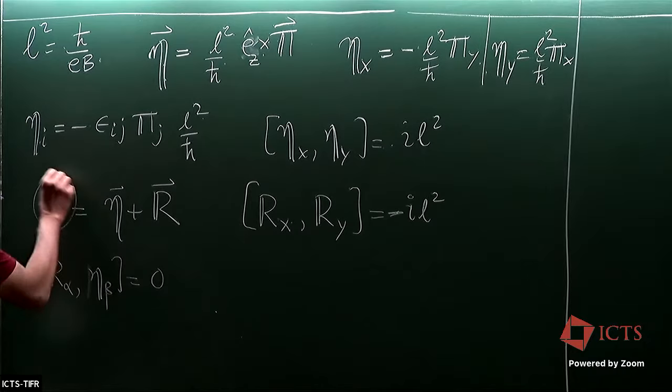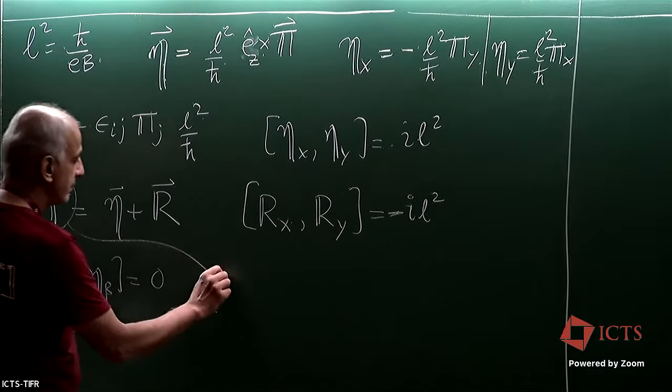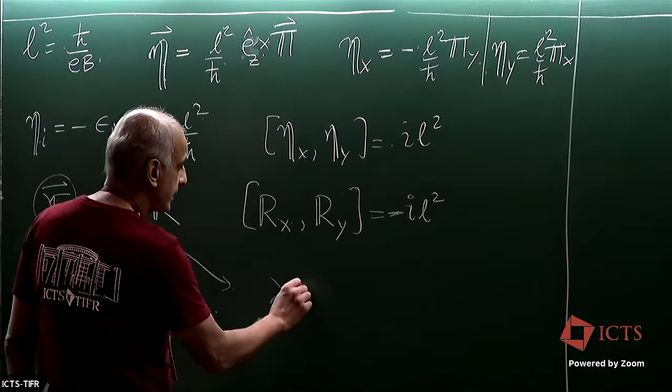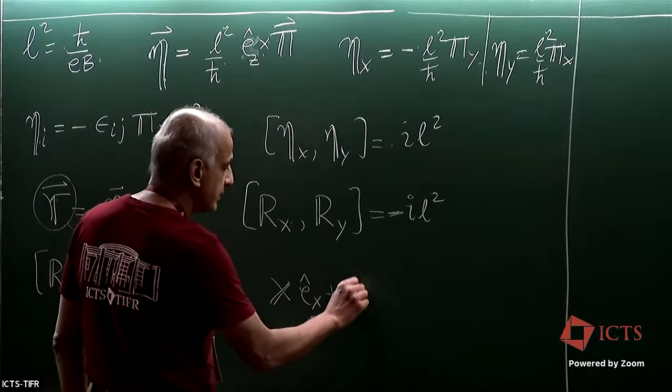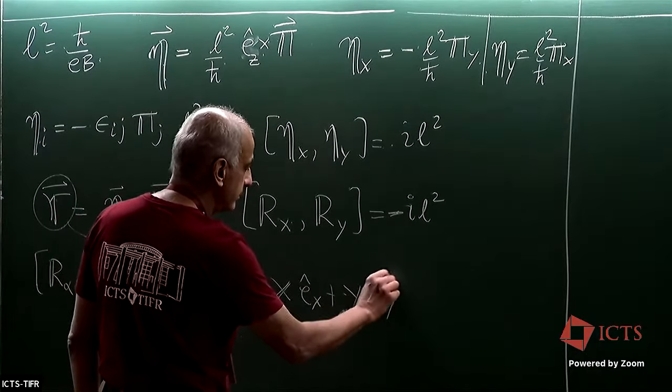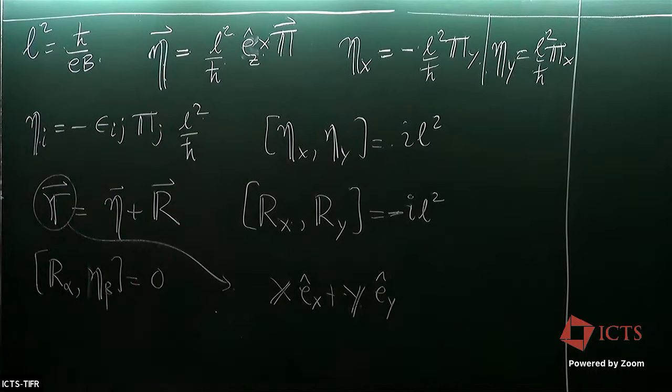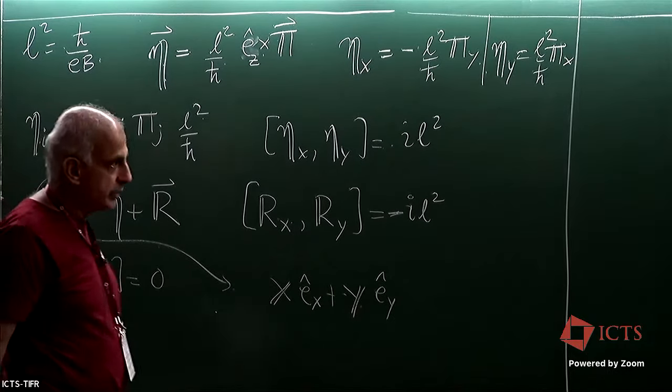This little r means x x plus y y. So it's just the position coordinate of the electron. Audience question: I did not understand what the motivation is of writing the eta vector. So it turns out, it's coming.